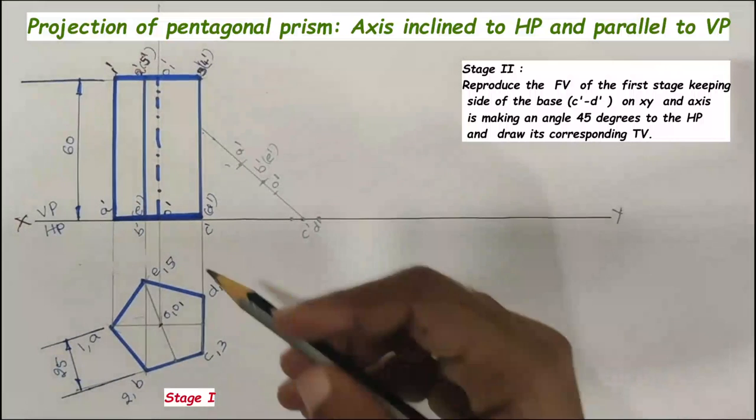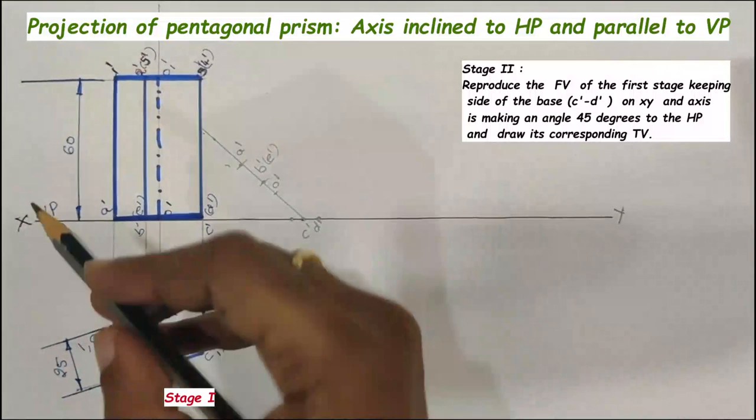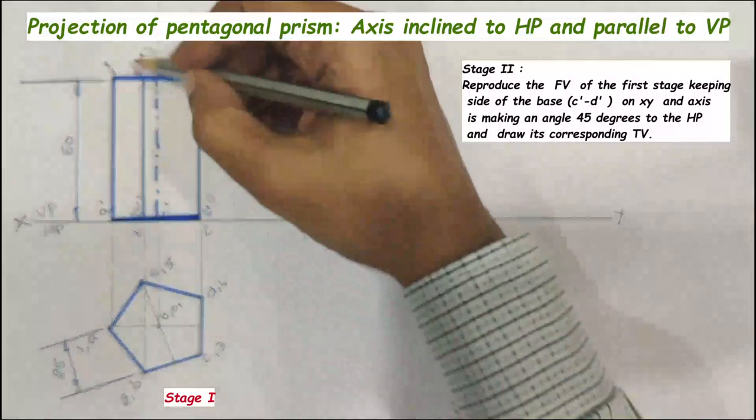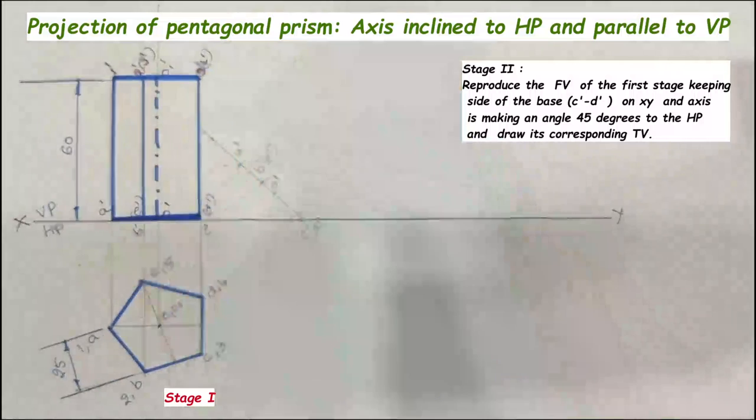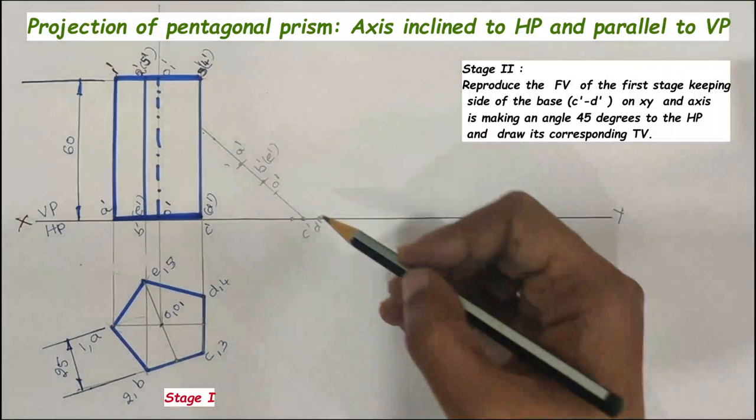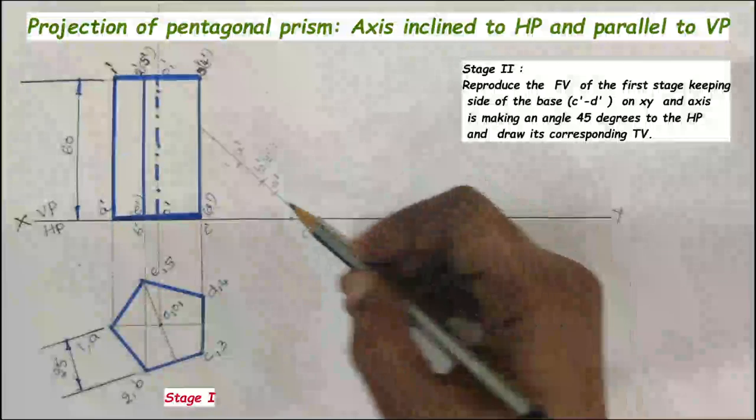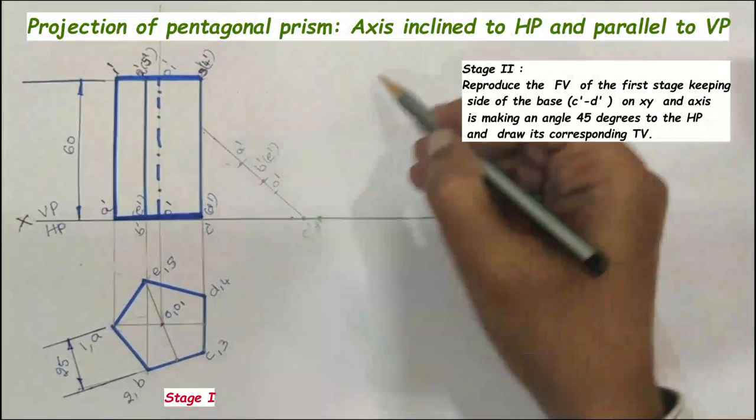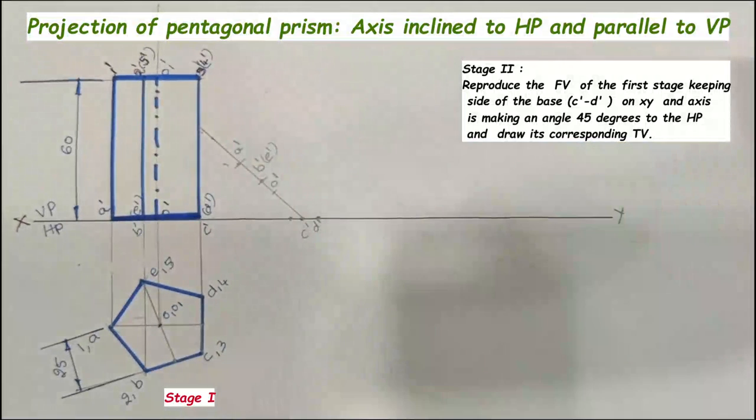Then to this base, these face edges, say A dash 1 dash, B dash 2 dash, C dash 3 dash, are perpendicular. So draw perpendiculars through this inclined line passing through A dash, B dash, O dash, C dash with a length of 60 mm. That 60 mm is nothing but the axis height.